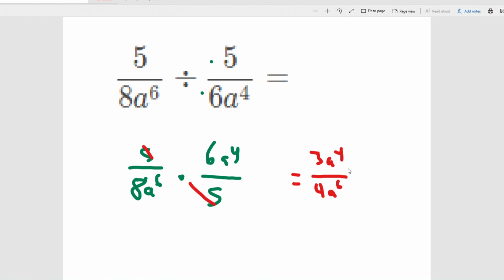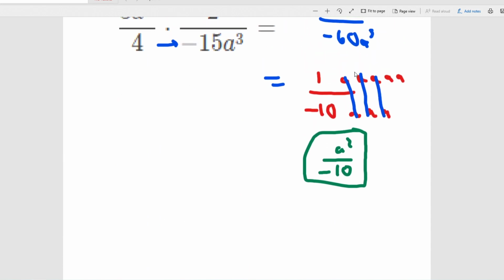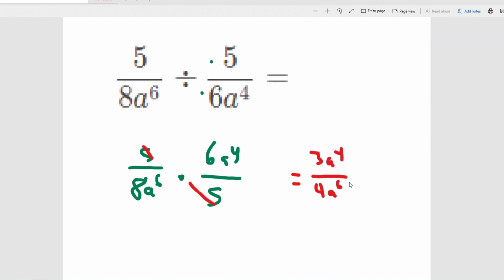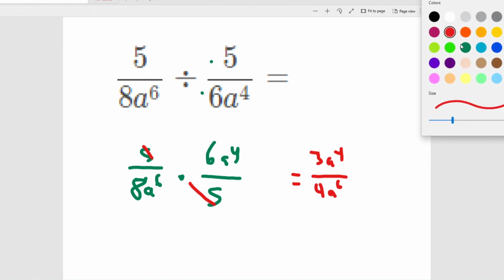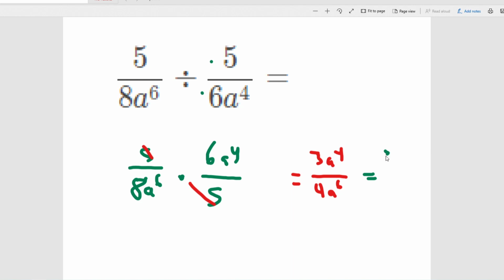I do need to simplify the a's though. If there's 4 on top and 6 on the bottom, we can use this dividing to 1 trick and just think how many would divide to 1. And 4 of them would. All 4 on the top would disappear because there's a smaller number up top, but there would still be 2 left over at the bottom. So 3 over 4a squared, and we have it, and we're in good shape.